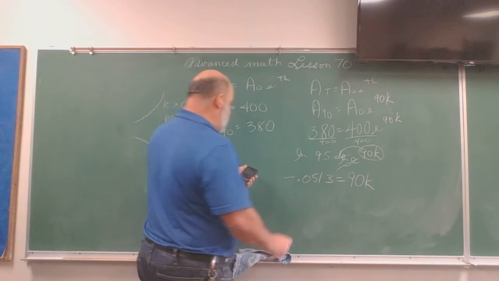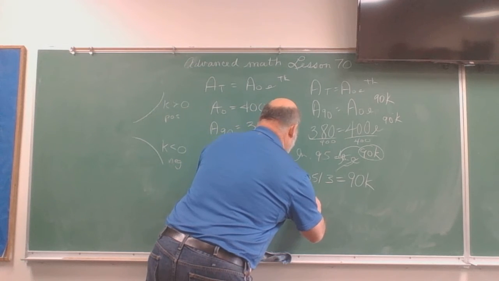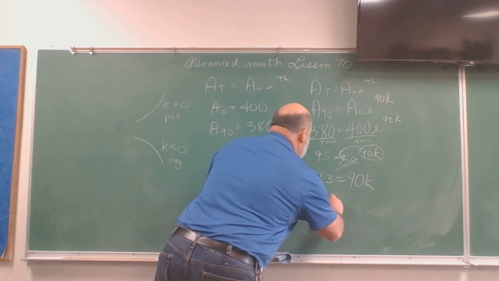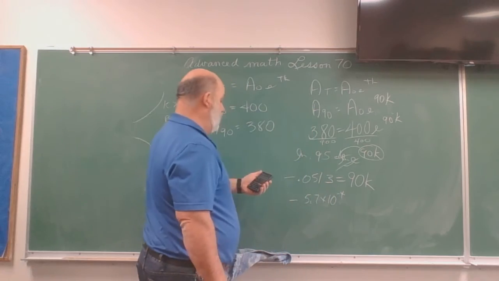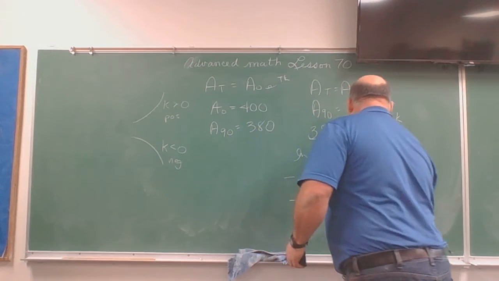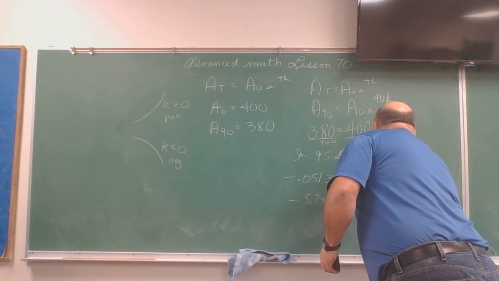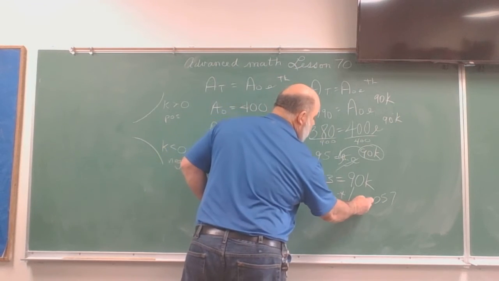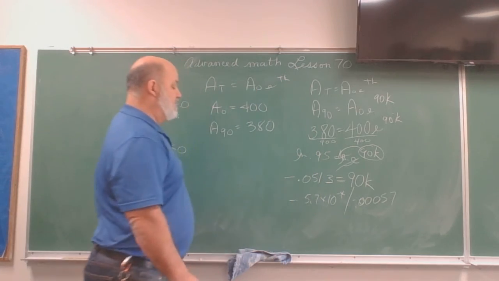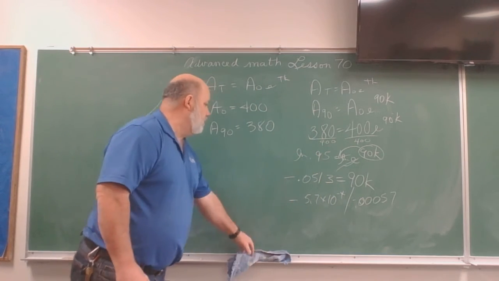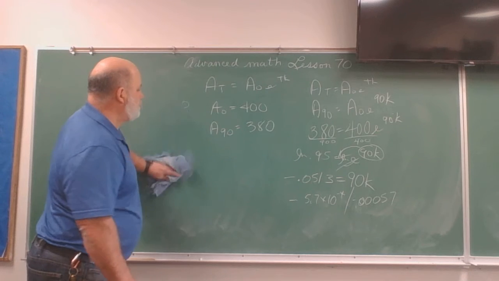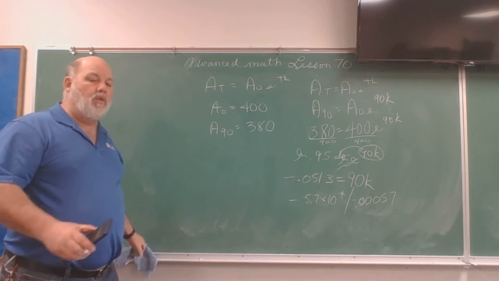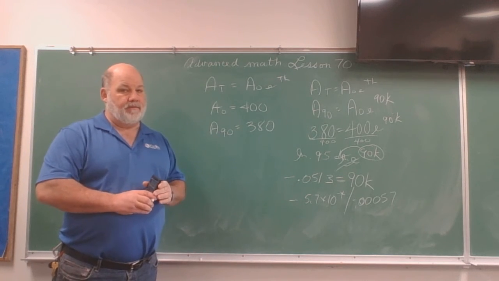All right, and I get negative 5.7 times 10 to the negative 4. That would also be negative 0.00057. Either one of those works. Okay? So, they want to know the half-life.